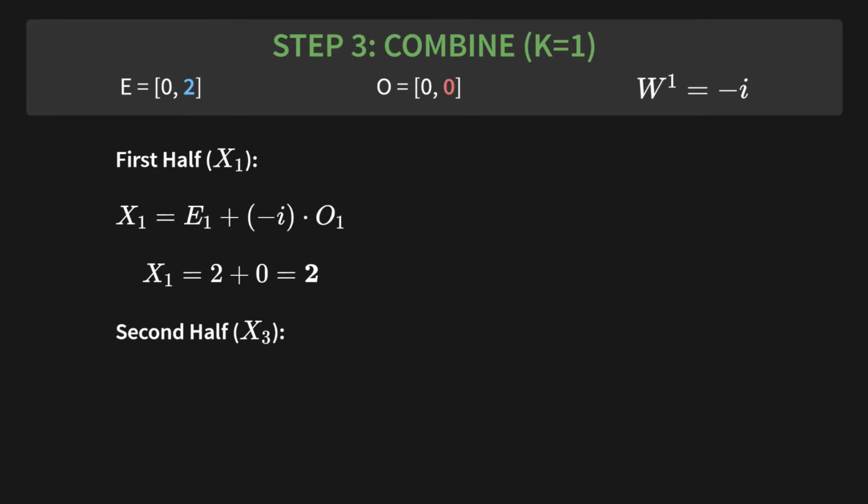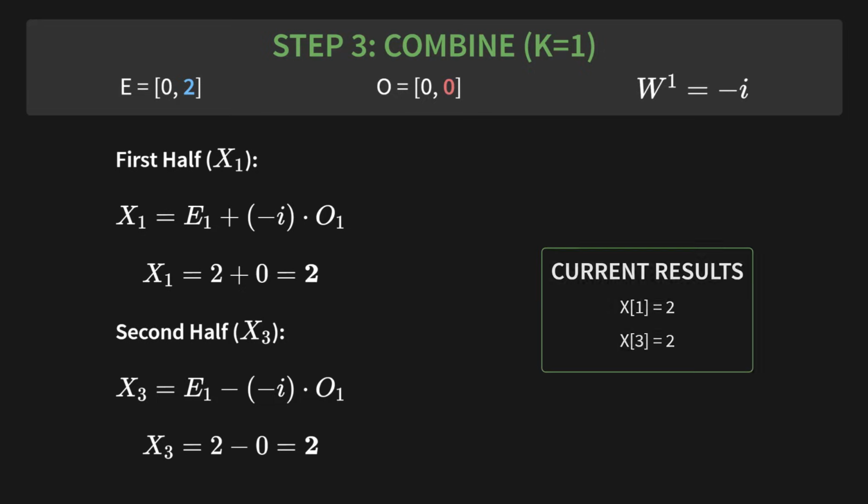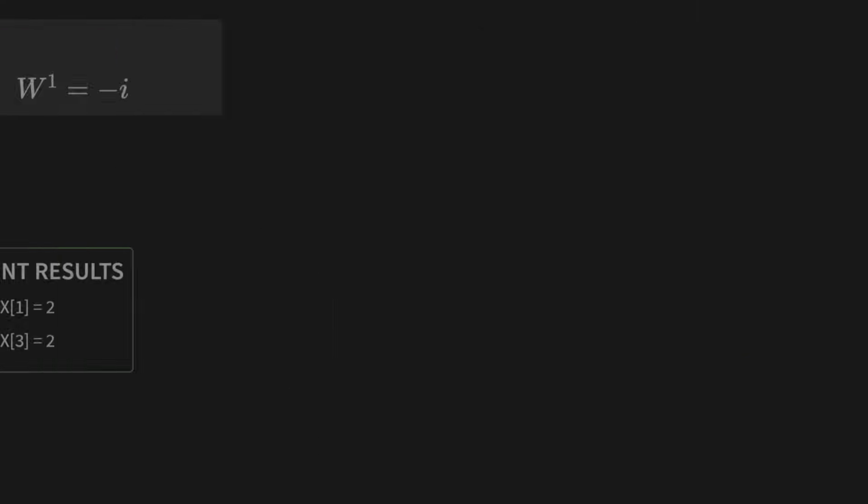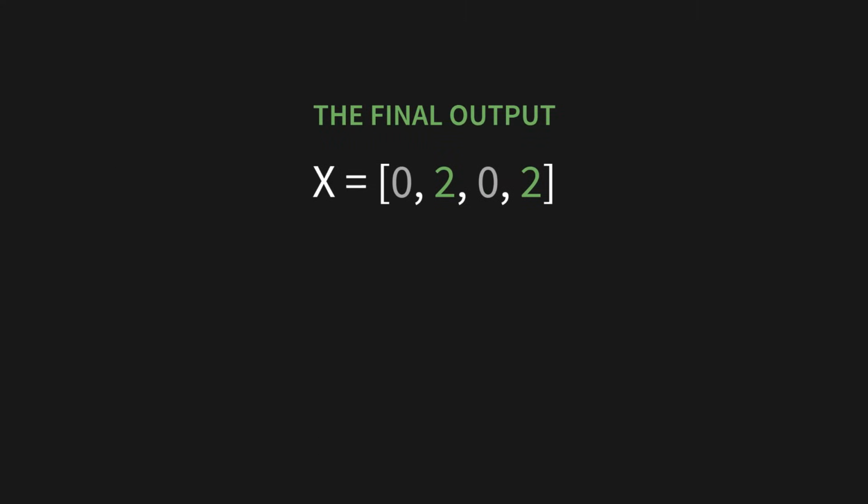For the second half, x sub 3, we use the minus formula. X sub 3 equals E sub 1 minus negative i times O sub 1. That's 2 minus 0, which is also 2. And we're done. Our current results are x sub 1 equals 2 and x sub 3 equals 2. So, what is our final output? Let's assemble the pieces. X equals 0, 2, 0, 2.